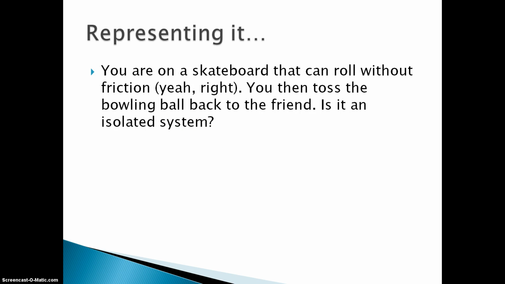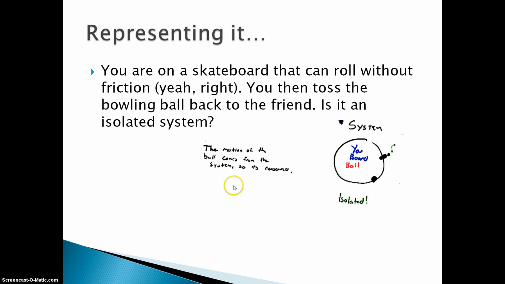Okay, so now you have caught the bowling ball. You toss the bowling ball back to the friend. Is it an isolated system? In this case, the answer is kind of yeah, because the system starts off with you, the ball, and the board. And the ball is going to move, but it's going to cause you to move as well. So if you include the ball in there, you are isolated and momentum is conserved. The motion of the ball comes from the system, so it is conserved.